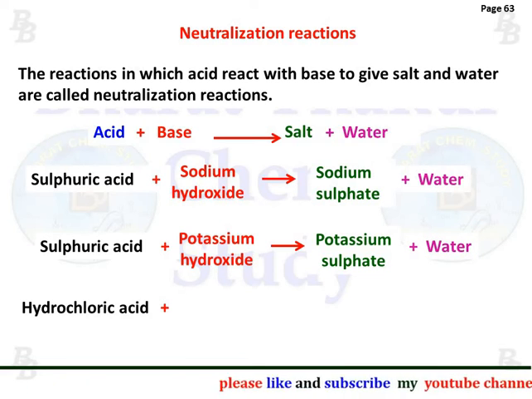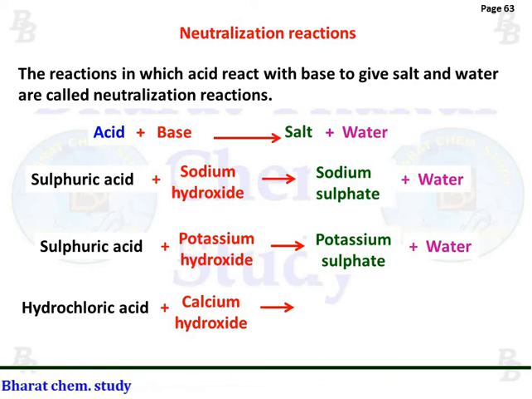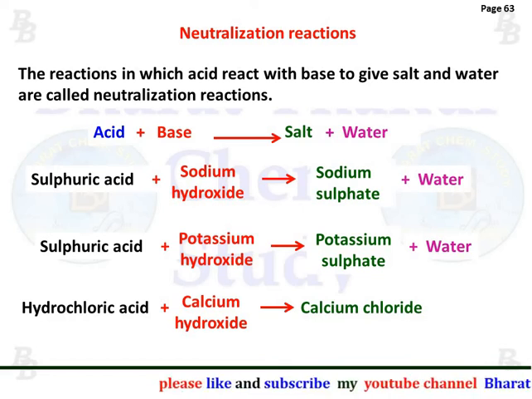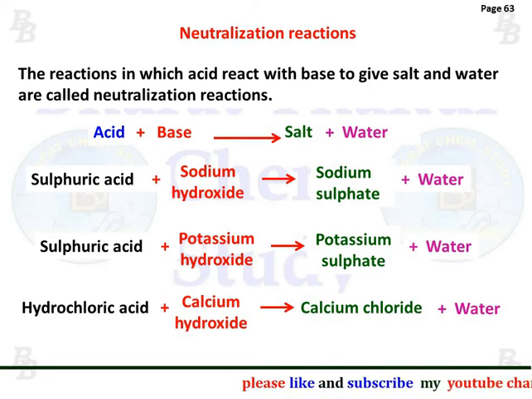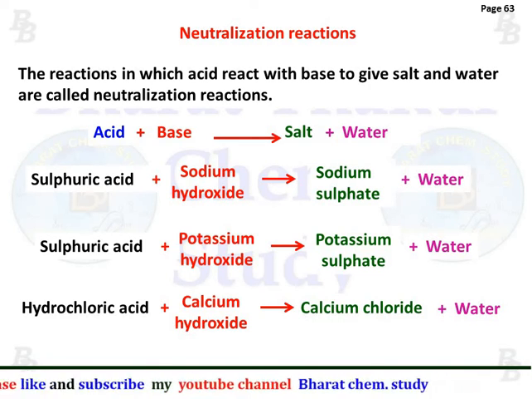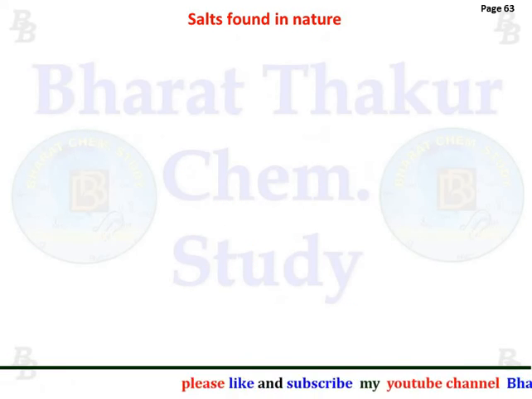Similarly, hydrochloric acid reacts with calcium hydroxide. The product is calcium metal, and from hydrochloric acid chloride is coming, so calcium chloride plus water. So these are the word equations for the neutralization reaction occurring between acids and bases to form salt and water. What types of salts are found in nature?